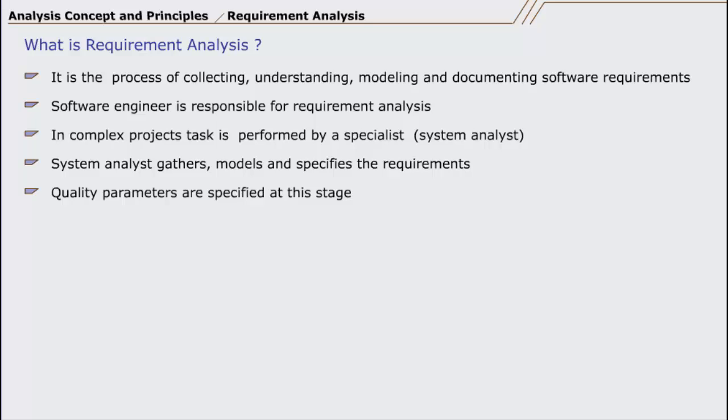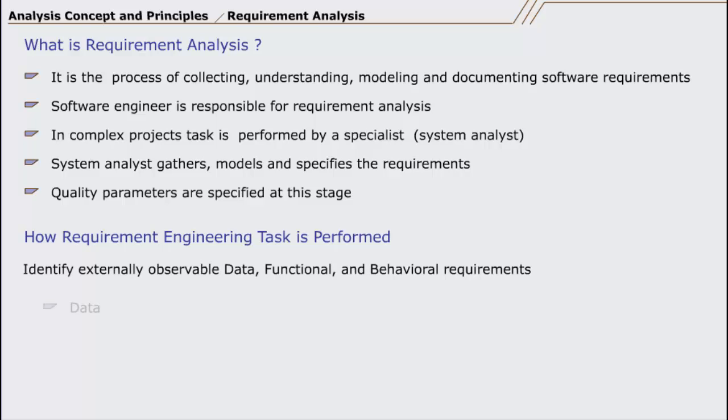Let us focus on how this complex task requirement analysis is performed. System analyst begins with identifying externally observable data, functional and behavioral requirements. Data objects are either produced or consumed by the system. Example of data is employee record and salary slip. Functionality refers to software's ability to process or transform data. Maintaining customer record is an example of software functionality.